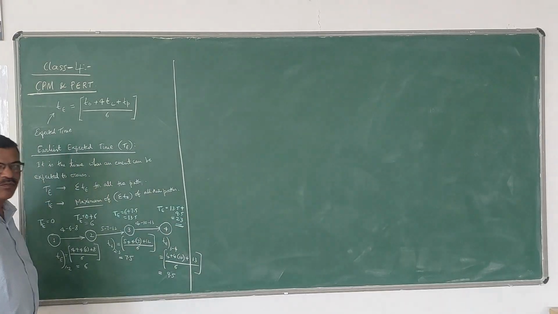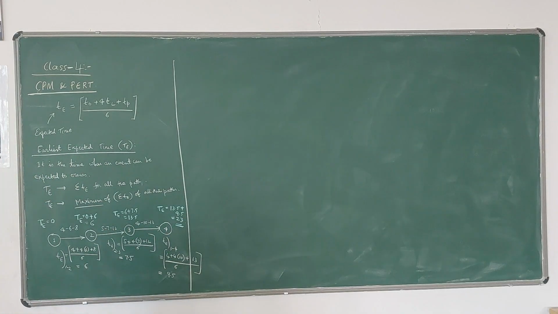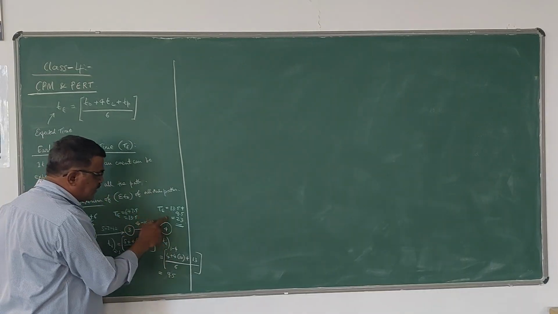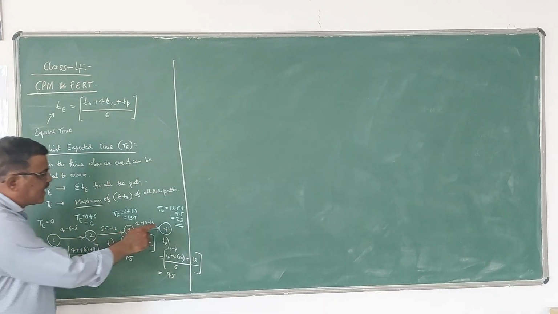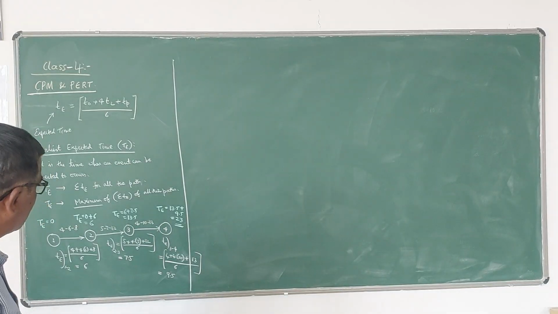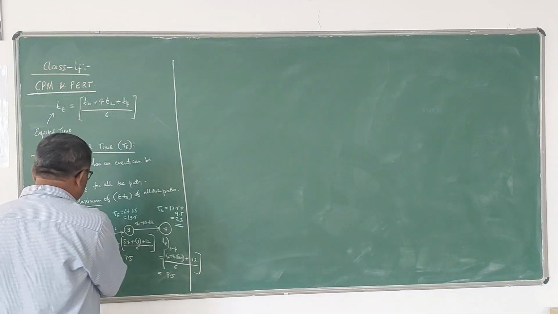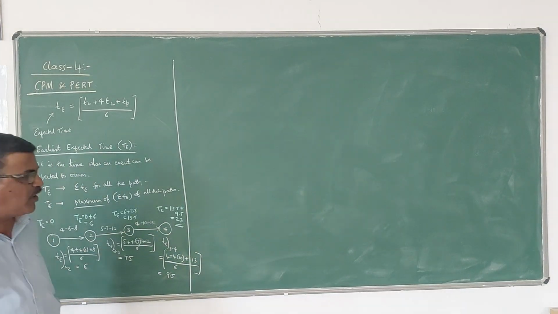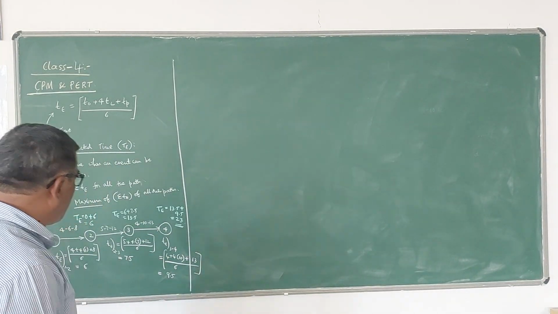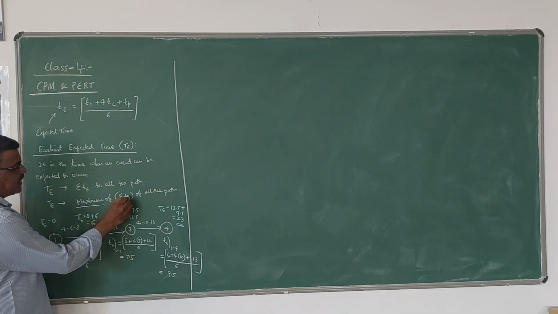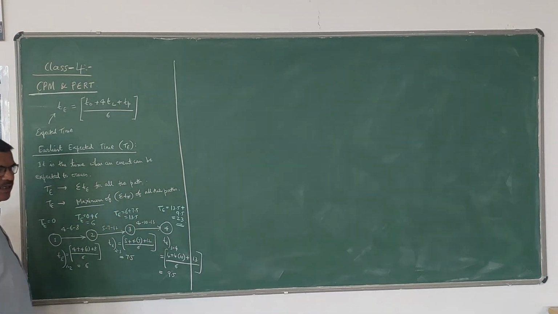So therefore, the earliest expected time TE for the completion of the project is 23 days or 23 hours. That's what we have to calculate. This is when I take up a single path. When you go for multiple paths, more than one path, then we have to take the maximum of sigma TE values of all the paths.